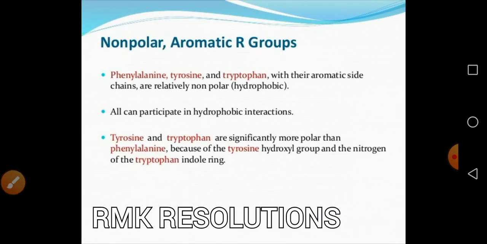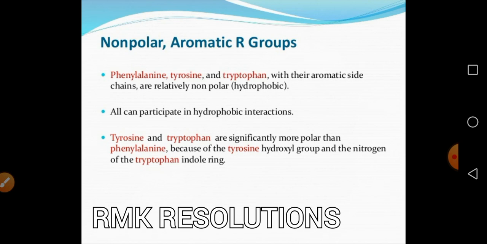Next, the second class is the non-polar aromatic R groups. Aromatic R groups are cyclic, having a ring-shaped R group. That R group is planar, or flat, and it is responsible for increasing the solubility of the amino acid.